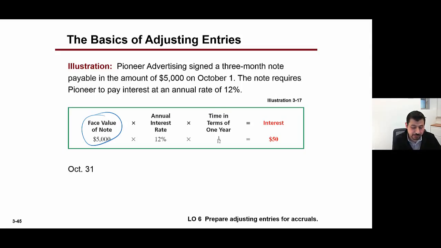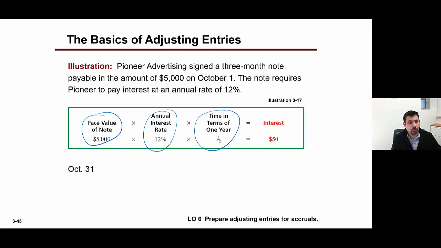Then the annual interest rate. Whenever they give you an annual interest rate, you need to also multiply it by the time in terms of the year, for example, how many months. So in this case, it's $5,000 multiplied by 12% multiplied by 1/12 because it was for 1 month. And the amount eventually is $50.